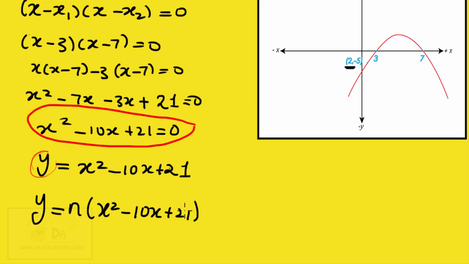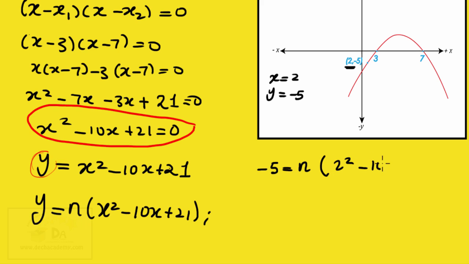So we're going to do two things. Firstly, we're going to find n. Now, n must be such that the coordinates of this point satisfy the equation. The coordinates of this point: the x coordinate is 2 and the y coordinate is minus 5. Since this point lies on the curve, its coordinates must satisfy the equation of the curve. So to determine n, replace y with minus 5. We're looking for n, so n is an unknown, and replace x with 2.